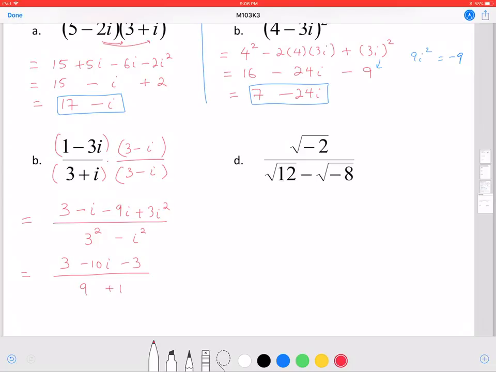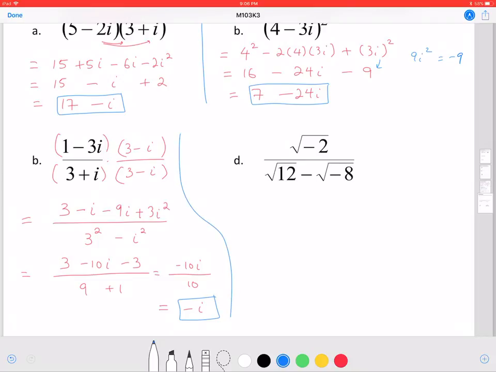The answer turns out to be kind of interesting. That is equal to negative 10i over 10. Well, that's the same as negative 10 over 10, which is negative 1. So the answer is just negative i.